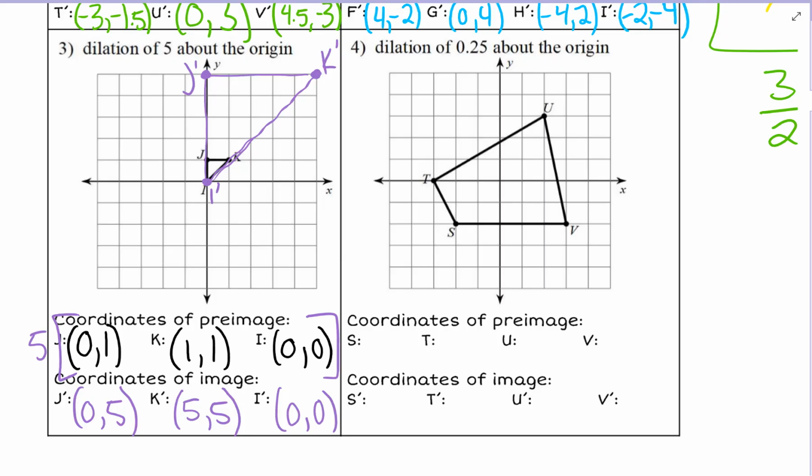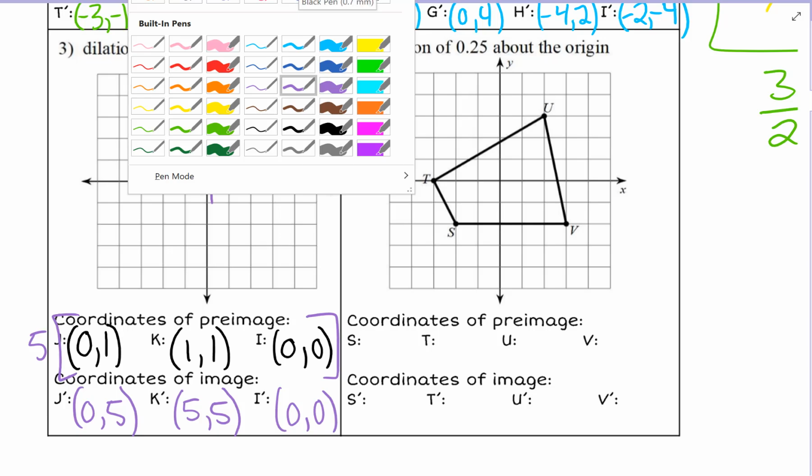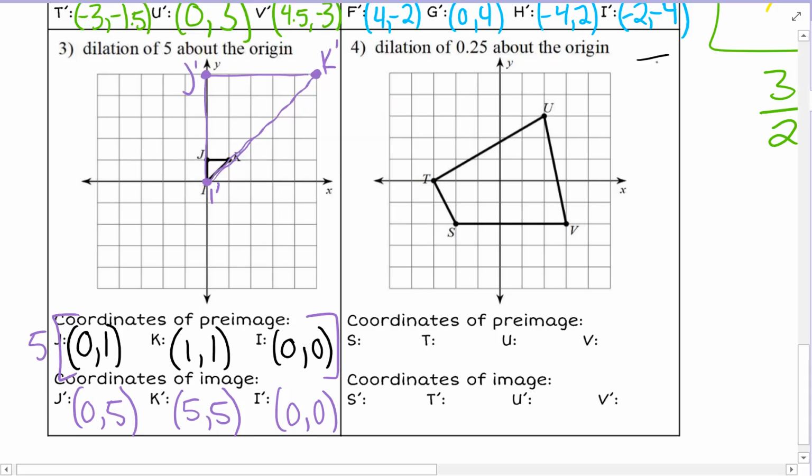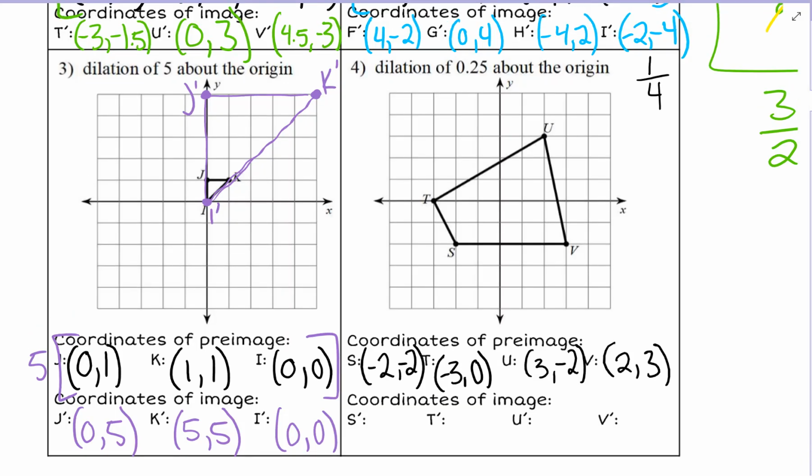Our last dilation is 0.25 about the origin. If we're going to dilate this by a factor of 0.25, is the image going to get larger or smaller? 0.25 is between 0 and 1. As a fraction, it's 1 over 4. So the dilated image will be smaller than our original here. Begin by writing down the coordinates of our pre-image seen here.